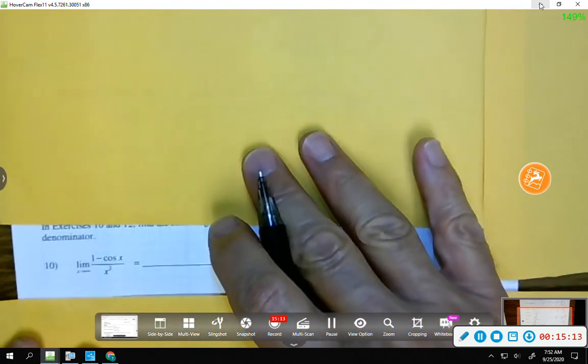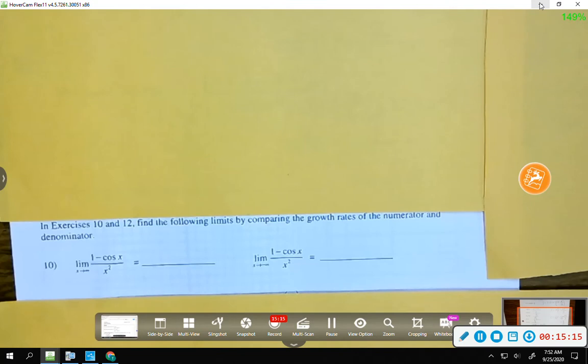They end up giving you quite a few of these. This certainly can pop up on AP test. It says find the following limits by comparing the growth rates of the numerator and the denominator. That's exactly what we're doing, right?